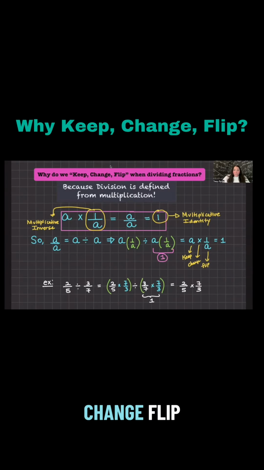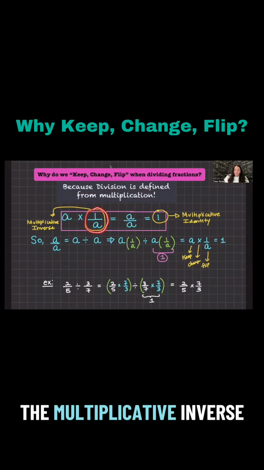So why do we keep, change, flip, do this little math trick when we're dividing by fractions? Well, it's important to know why. And so it's because division is actually just multiplication. So we need to go back to something called the multiplicative inverse.